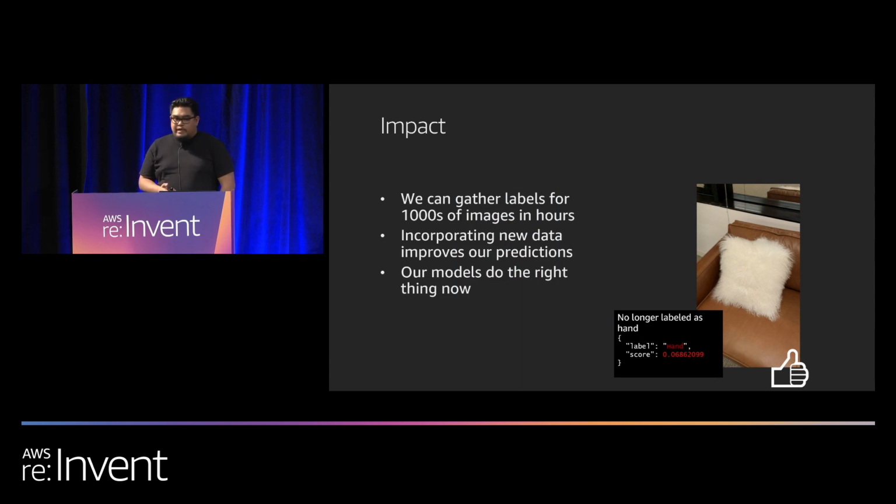So what was the impact of doing this? Well, now we have the capability to gather labels for thousands of images in a matter of hours, which is pretty useful for us, as you can get new things labeled as things diverge from what you expect. Incorporating this data did improve our models. Now this hand classification model is actually doing the right thing for this pillow on a couch. It's no longer labeled as a hand with high confidence, it's much lower. And that's a big win for us.